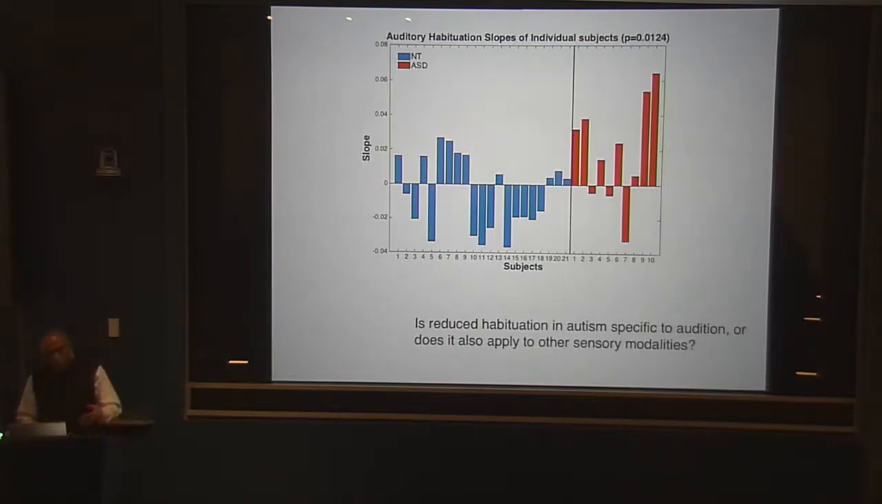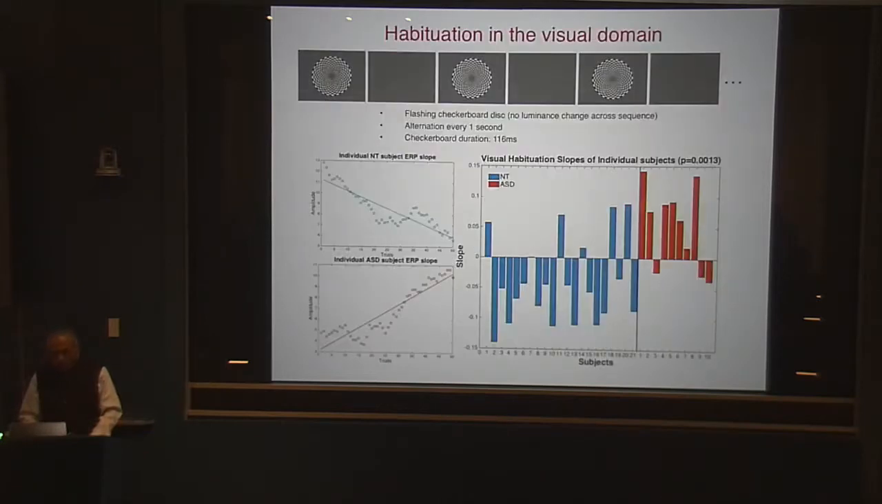So we decided to move to vision, and the experiment is analogous to the auditory one, where instead of presenting clicks, we are now presenting flashes without changing the overall luminance of the display. We are changing these circular checkerboards once every second. And you can do exactly the same kind of analysis to see whether there is this difference in habituation. And indeed, you find that neurotypicals show habituation, ASD participants do not. And here are the individual subjects.